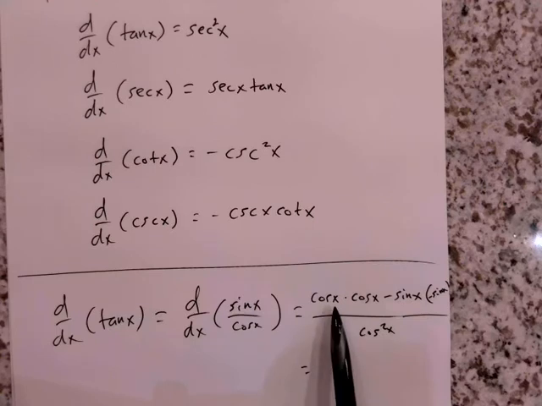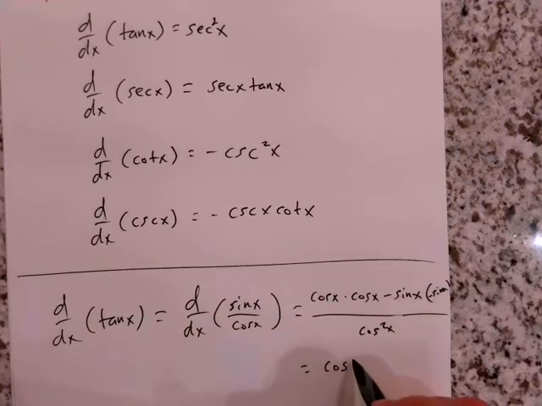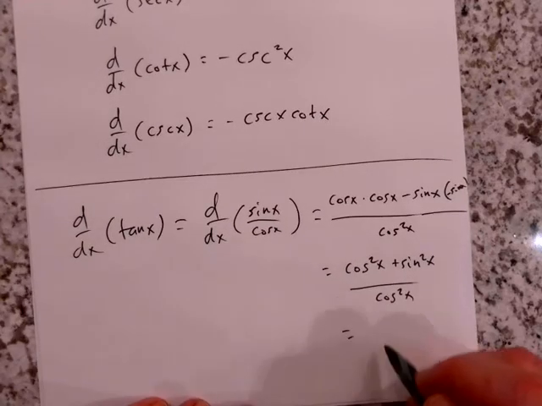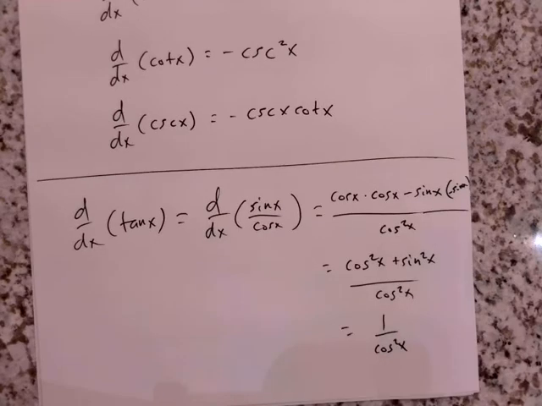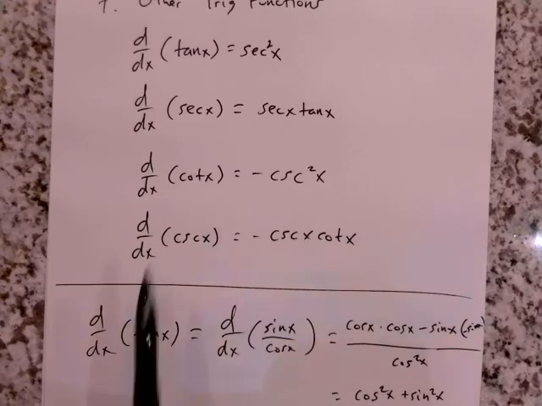The top turns into cosine squared minus negative sine squared, or cosine squared plus sine squared. And cosine squared plus sine squared is 1 by the Pythagorean identity. And 1 over cosine squared is secant squared by the reciprocal identity. So tangent differentiates to secant squared. The proof of cotangent's derivative is pretty much the exact same.